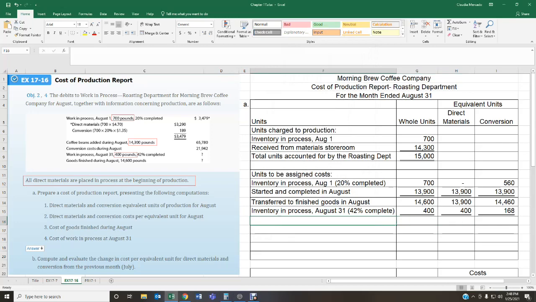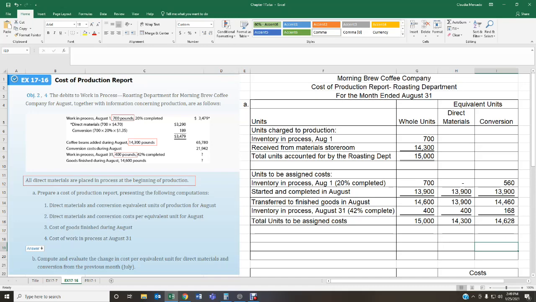And then we can calculate the total units to be assigned costs. Okay? And that's going to give us, we add those two. And we do that for the 3 columns. And that gives me 15,000 whole units, 14,300 for direct material purposes, and 14,628 for conversion cost purposes. So, direct materials and conversion equivalent units of production for August are 14,300 for materials and 14,628 for conversion.